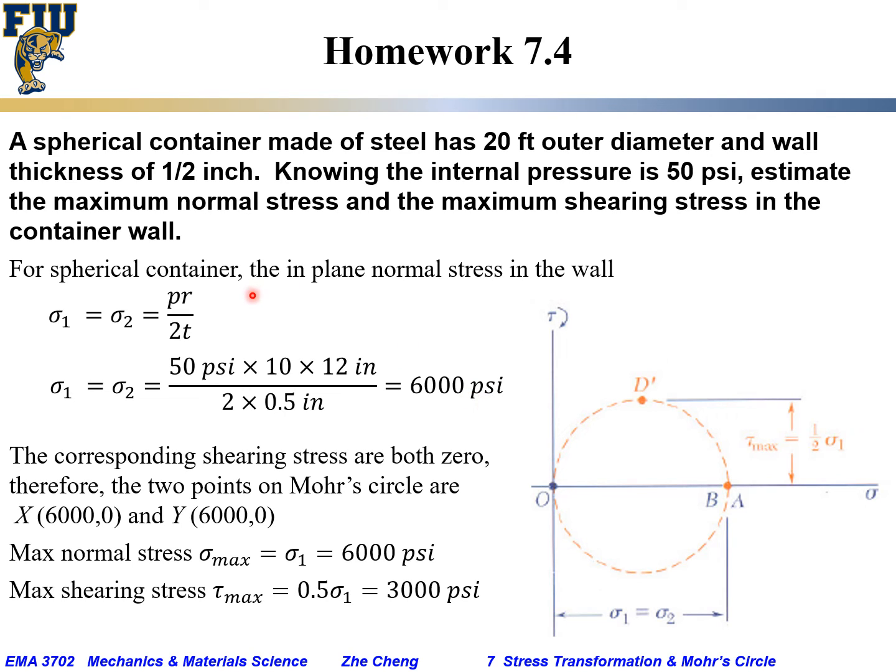directions, in-plane directions. So as we said, for the Mohr circle for the container wall, the corresponding shearing stresses are both 0 for those two arbitrary perpendicular directions. So the two points on the Mohr circle, x and y, are the same.